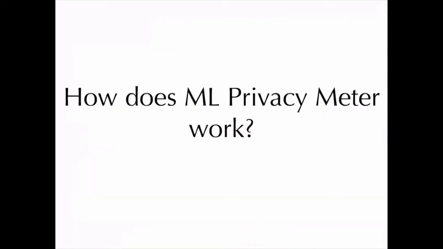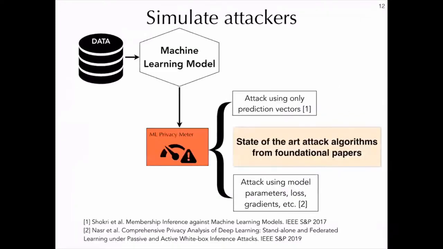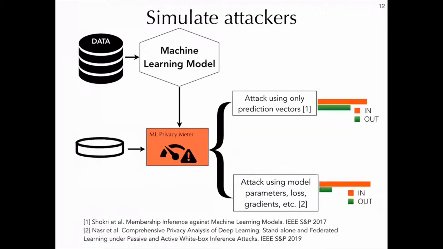How does ML Privacy Meter work? ML Privacy Meter works by implementing membership inference attacks against machine learning models and is based on state-of-the-art attack techniques. It simulates attackers with various capabilities and different levels of background knowledge about the training data. The attack techniques are from our recent papers and are based on the foundational works that measure information leakage from the predictions and parameters of a machine learning model. Given any data record, ML Privacy Meter automatically generates risk scores from each of our simulated attacks. These scores represent the particular attacker's belief that the record was present in the training set.